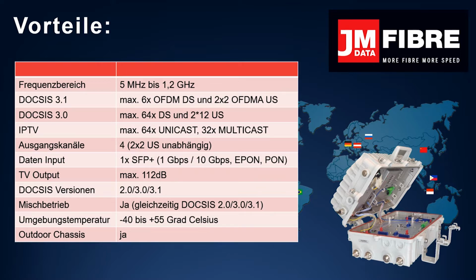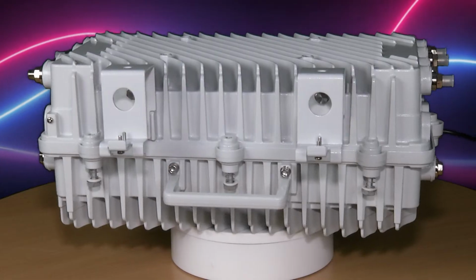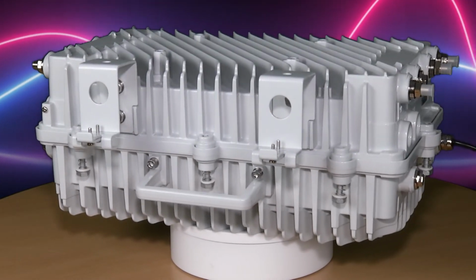TV output level 112 dB. DOCSIS versions 2.0, 3.0, 3.1. Mixed operation incorporating DOCSIS 3.1 and DOCSIS 3.0 and 2.0. Ambient temperature condition -40 to 55 degrees Celsius. Outdoor chassis.